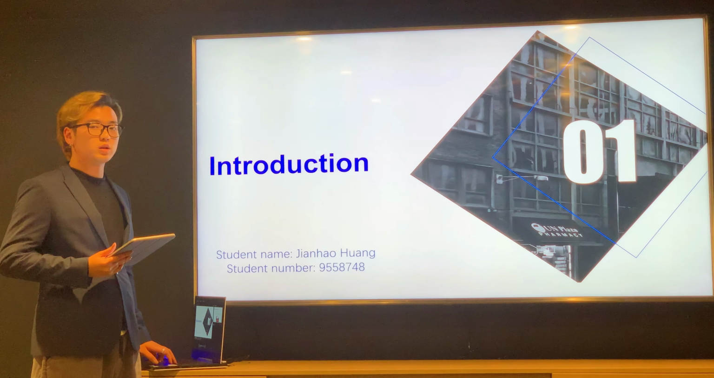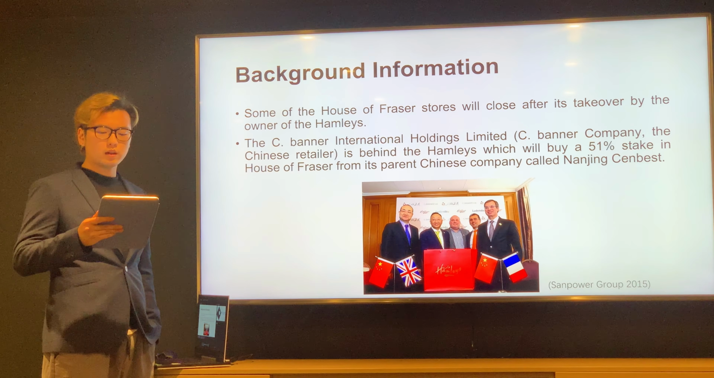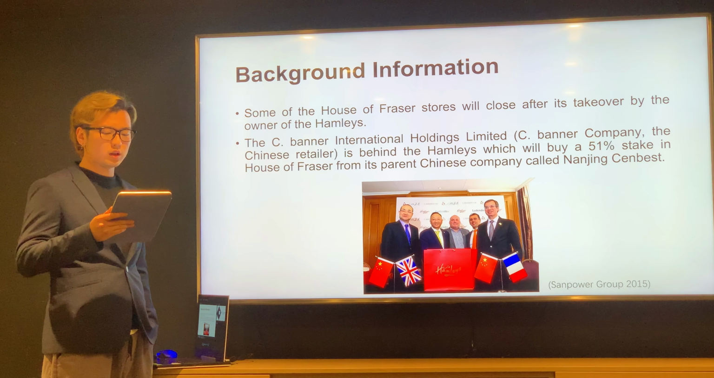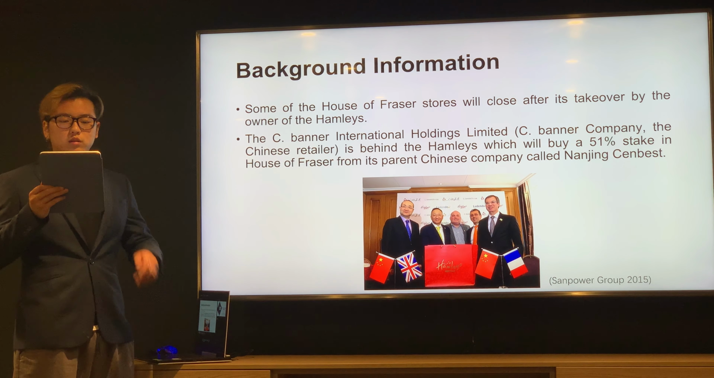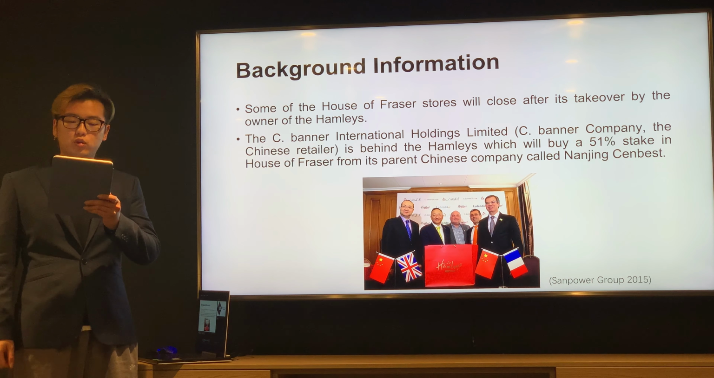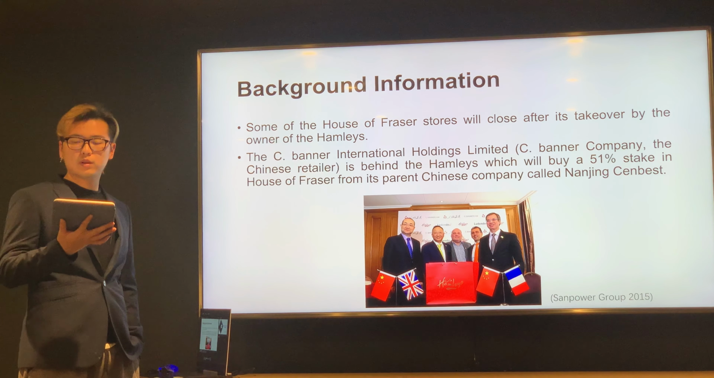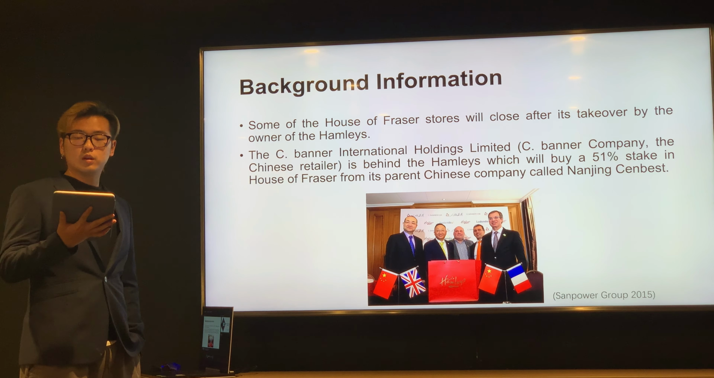Let's move on to part 1, the introduction. Okay. First of all, let's understand the background of C banner. Some shoe stores in House of Fraser will be closed after the acquisition. In China, many footwear companies go bankrupt because there is no room for development. According to strategy, the market value of C banner has exceeded 100 million. However, the company still has some potential crises and shortcomings. On the other hand, the internal situations of the company will limit its development.